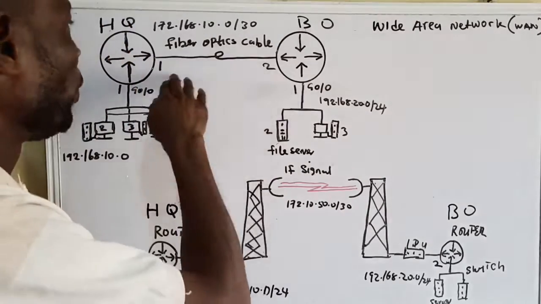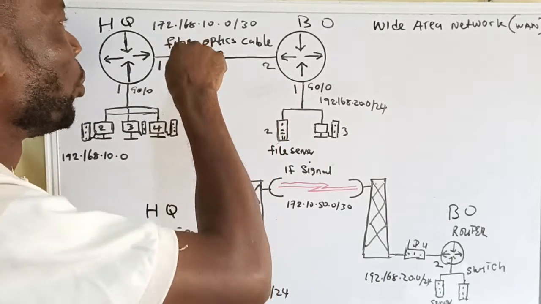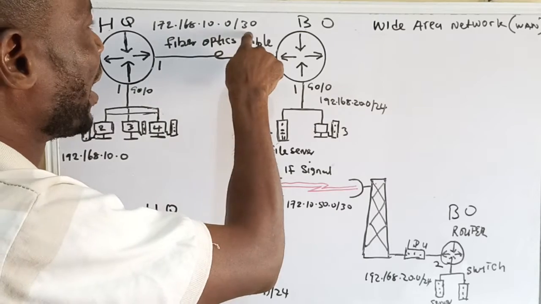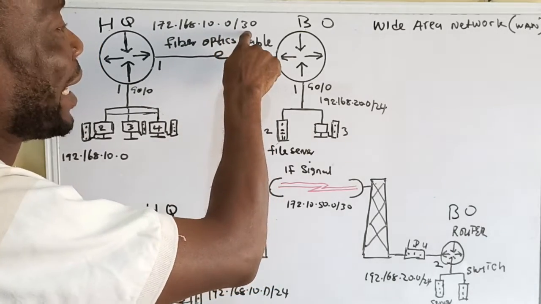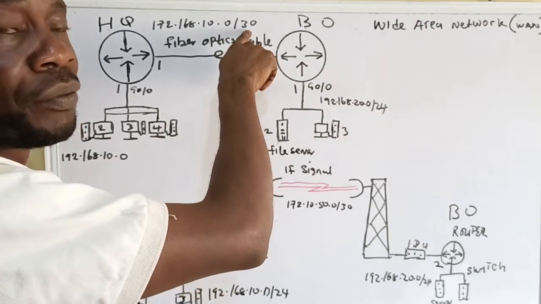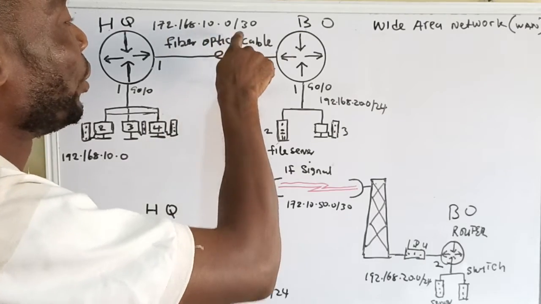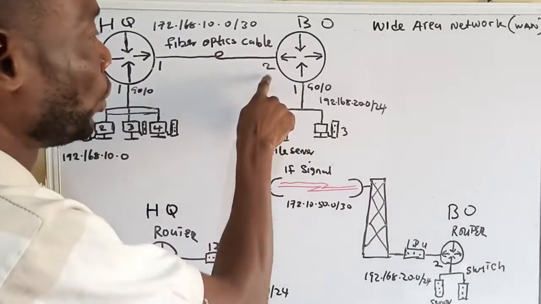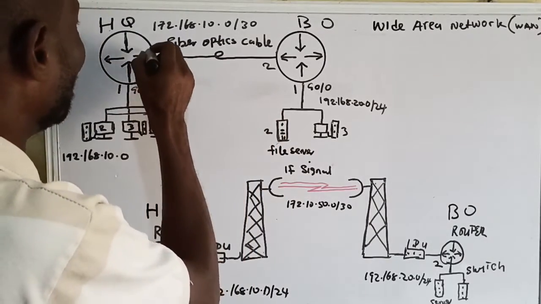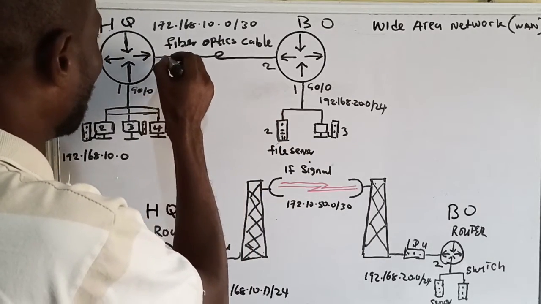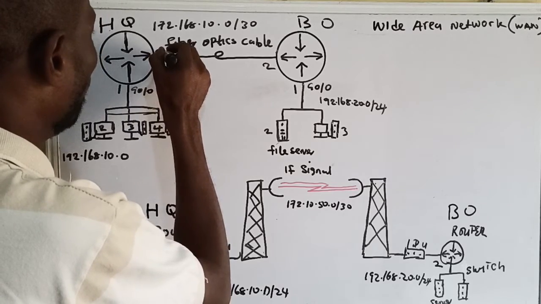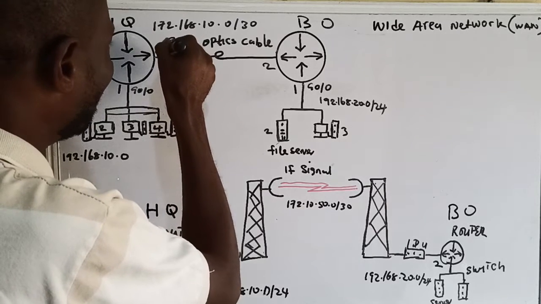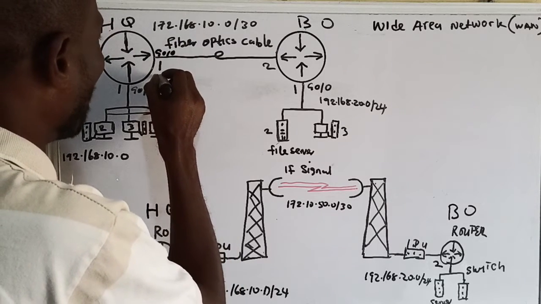Now, for these two networks to communicate, you must assign what is called an internet protocol address. You can see this IP address here has 30 bits. This consists of just two valid IP addresses, 1 and 2. So if I want to assign this here, I can say this is a gigabit interface, Gig0/0.